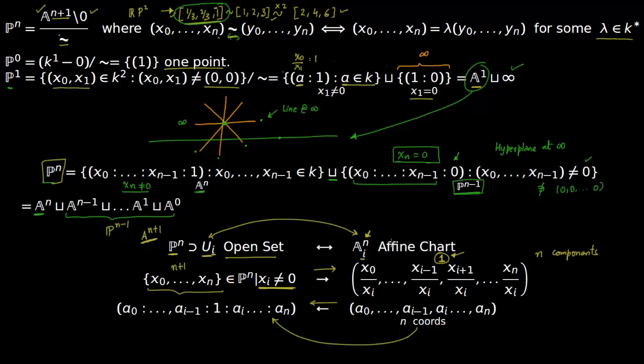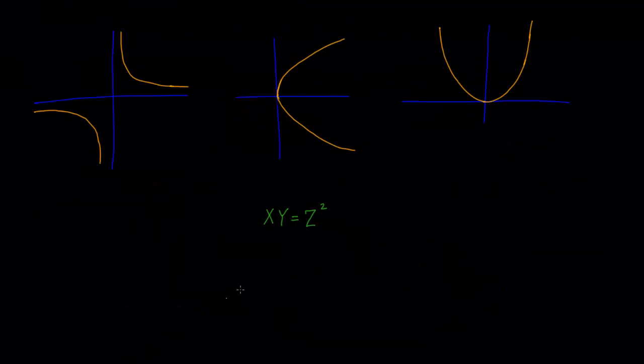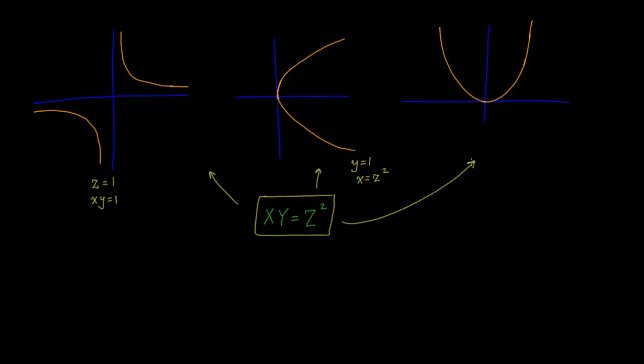Let us see this in a diagrammatic form. How do curves look when we do this procedure? Say you have the curve xy equals z square. Now you have 3 coordinates, so you will have 3 affine charts. The first chart is where you put z equals 1. If you put z equals 1, the curve you get is xy equals 1. So this is the curve for xy equals 1. This is one chart. In the second chart you put y as 1, and you get x equals z square. In the third chart, you put x equals 1, and you get y equals z square.